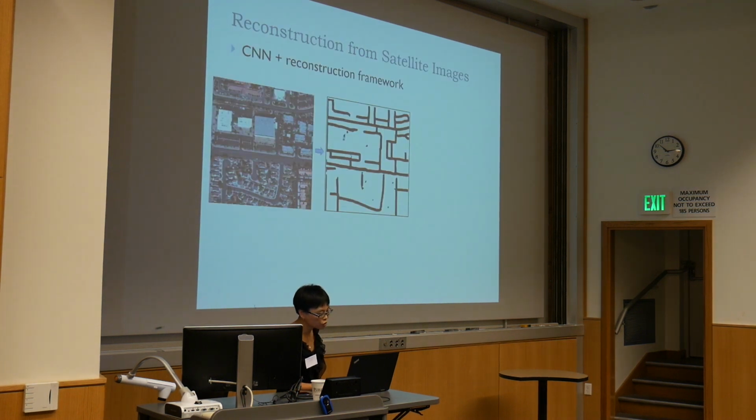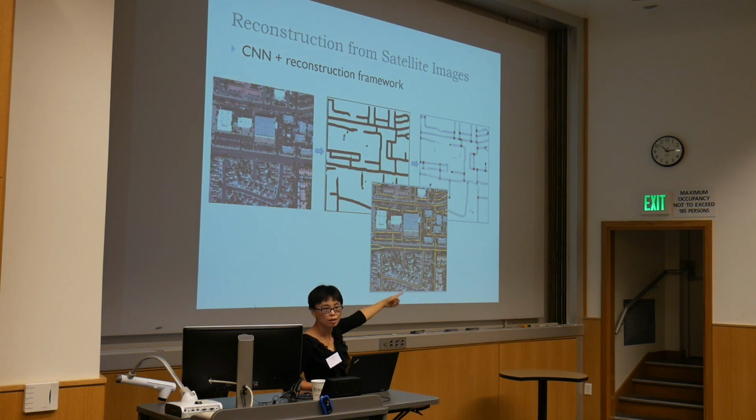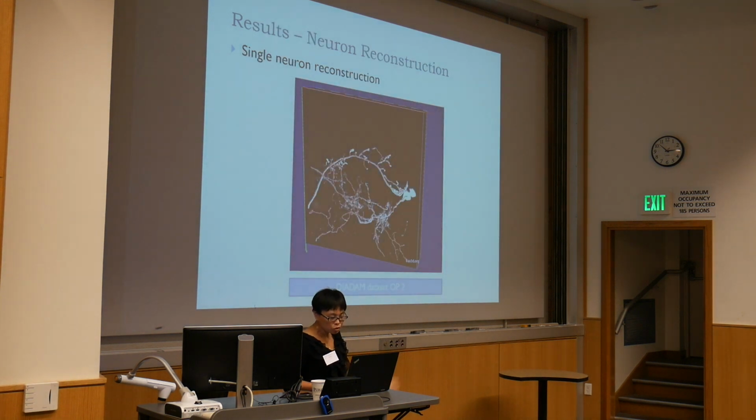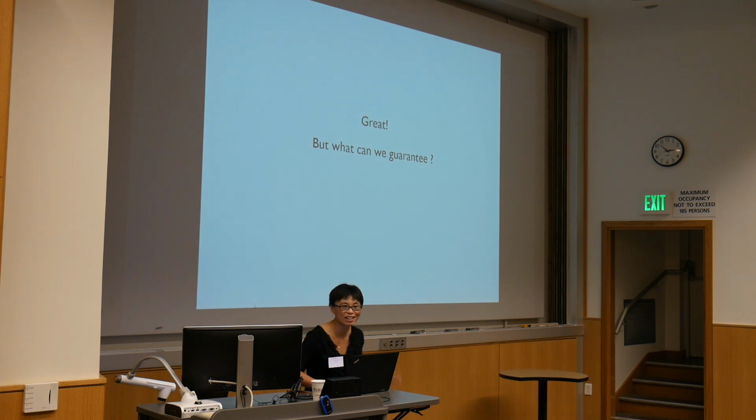This is just to show that we can combine this with satellite images. If you're given a satellite image with some training data, we can first train what could be the potential road, and then use this approach and get the reconstructed road from the satellite image directly. We also use it for neuron reconstruction. Let me use the remaining couple of minutes to tell you about some of the guarantees that we can have.